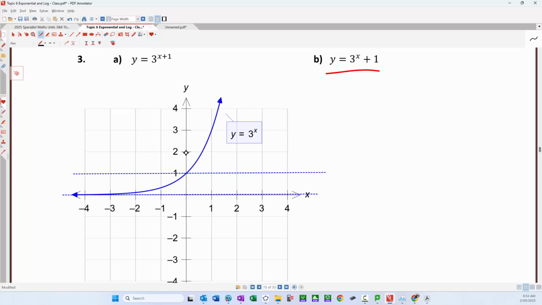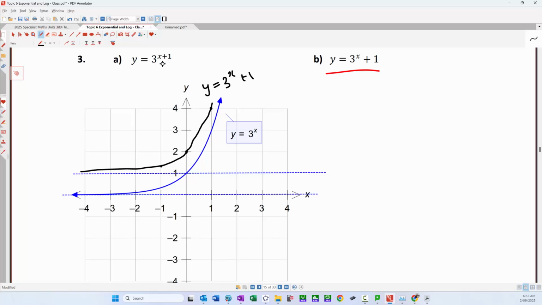So hopefully you can see that this y value is going to move up 1. This y value is going to move up 1. This value here is going to move up 1, etc., etc. Y equals 3 to the x plus 1.